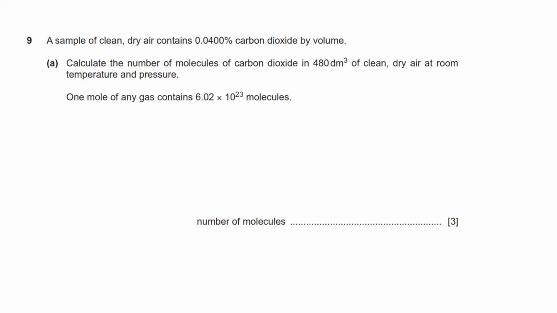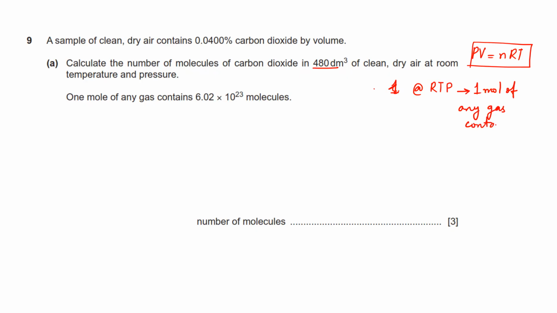So moving ahead, question number 9. It says that a sample of clean dry air contains 0.04% carbon dioxide by volume. Calculate the number of molecules of carbon dioxide in 480 dm cube of clean dry air at room temperature and pressure. 1 mole of gas contains 6.02 into 10 to the power 23 molecules. Remember, this is a PV equals nRT question. The thing to remember here is that at room temperature and pressure, 1 mole of any gas occupies 24 dm cube of volume.